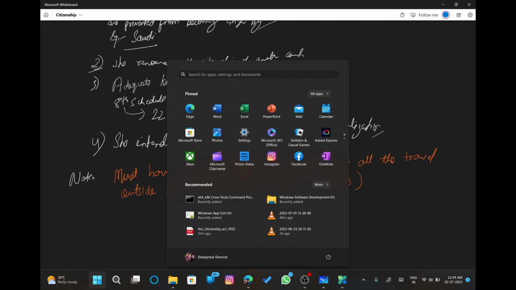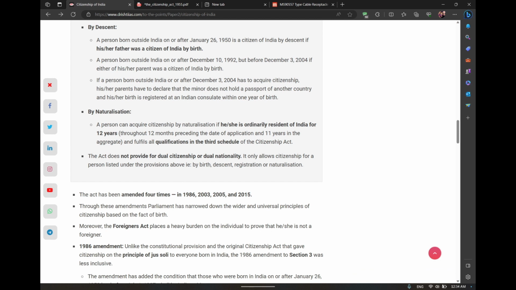Even when I opened Drishti IAS, you have seen that in their paid notes they must be teaching in detail, but the notes given here simply mention that a resident of India can acquire citizenship through the qualification mentioned in the 3rd Schedule. Whatever points I am telling you are mentioned under the 3rd Schedule. So you must satisfy the qualifications given there.